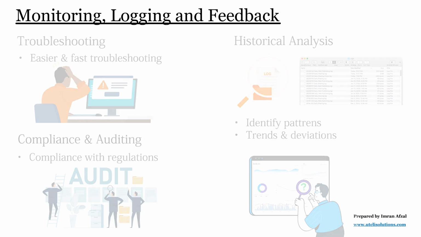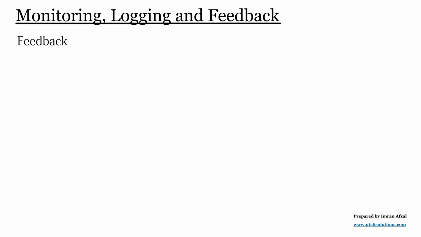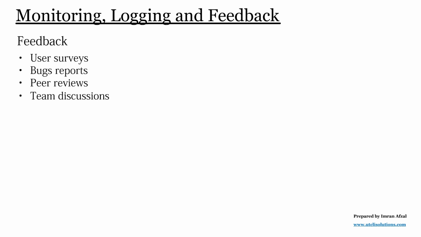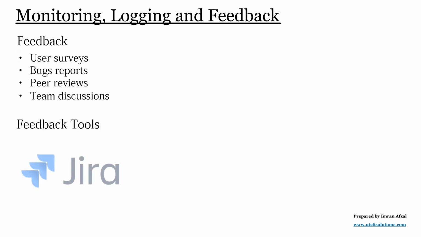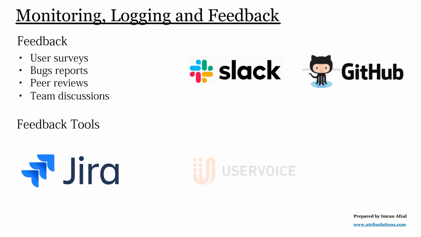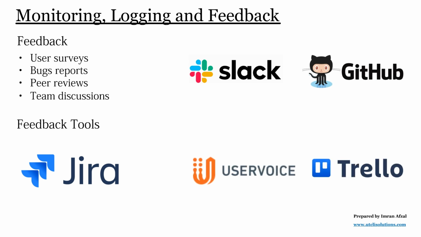Then moving on to the last practice, feedback. Feedback is obtained using various methods like user surveys, bug reports, peer reviews, and team discussions. Some of you may or may not have filled out a user survey of some applications. In this way, teams can have insight into user experience, their concerns, and suggestions. Feedback uses tools like Jira, Slack, GitHub, UserVoice, and Trello.